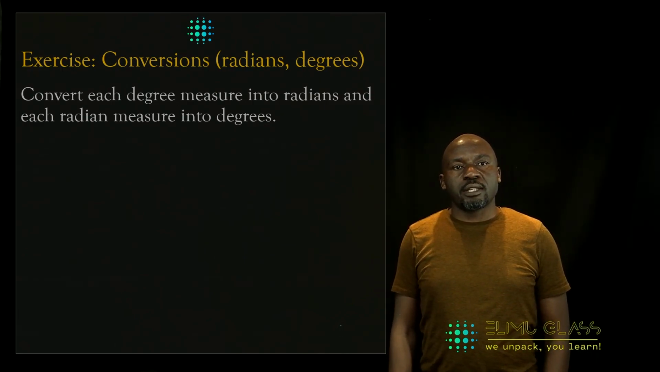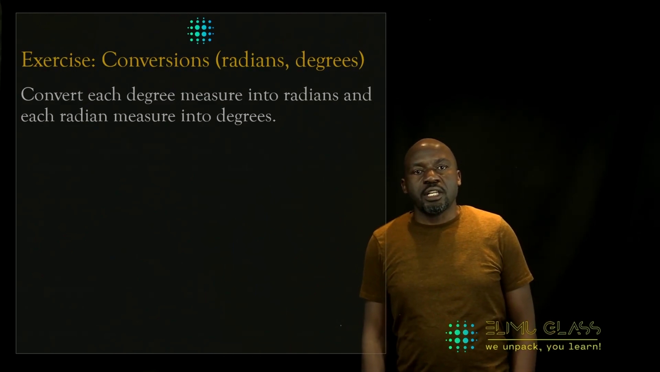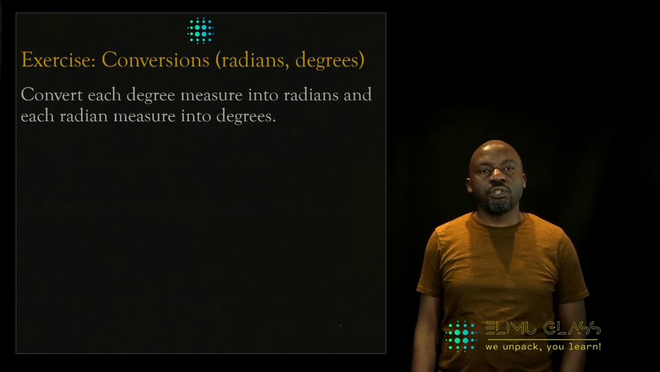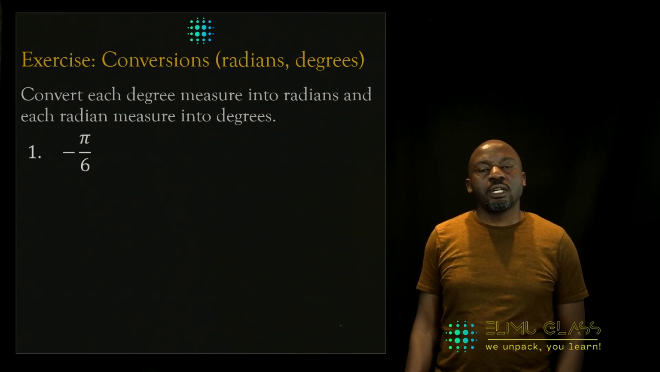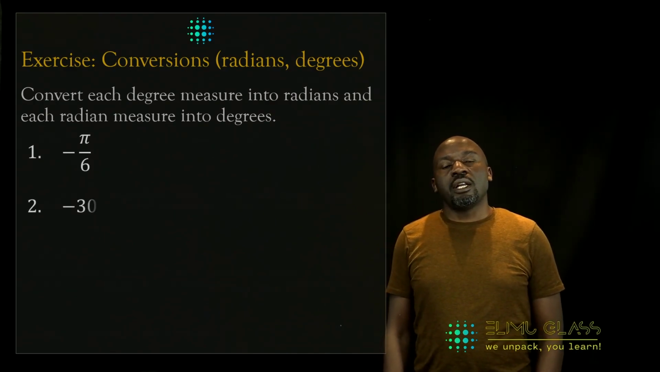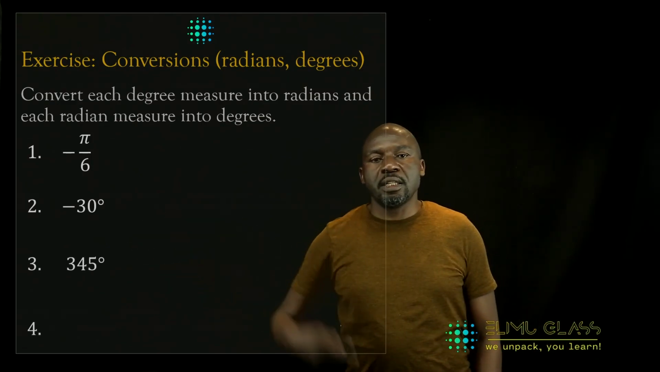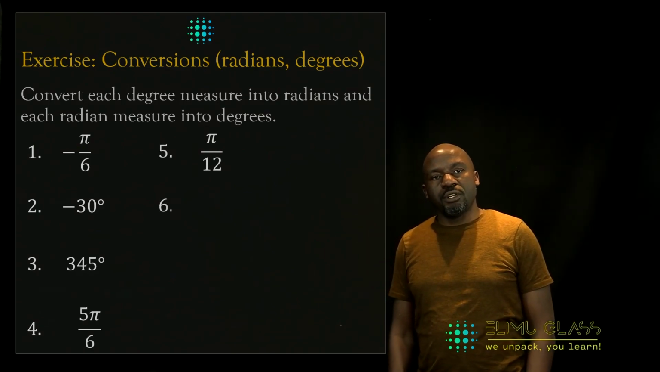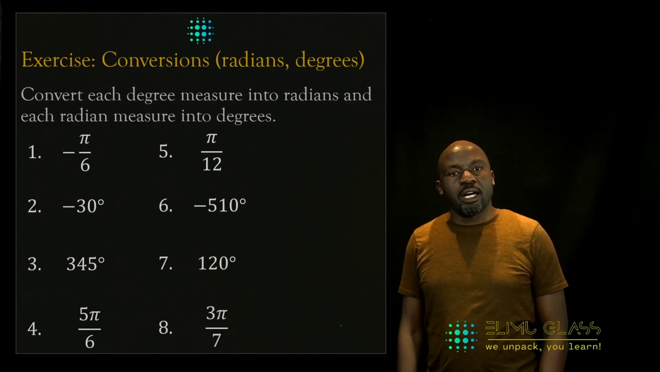So let's look at some exercise on conversion from degrees to radians and vice versa. Convert each degree measure into radians and each radian measure into degrees. So I've put here 12 questions that I want you to try. So you pause each question and try it out. So negative pi over 6, I would like you to turn that into degrees, and negative 30, you should turn that into radians, and so on. So you will pause the video one at a time and try them out. And once you've completed all the 12 questions, I am putting the answer next.